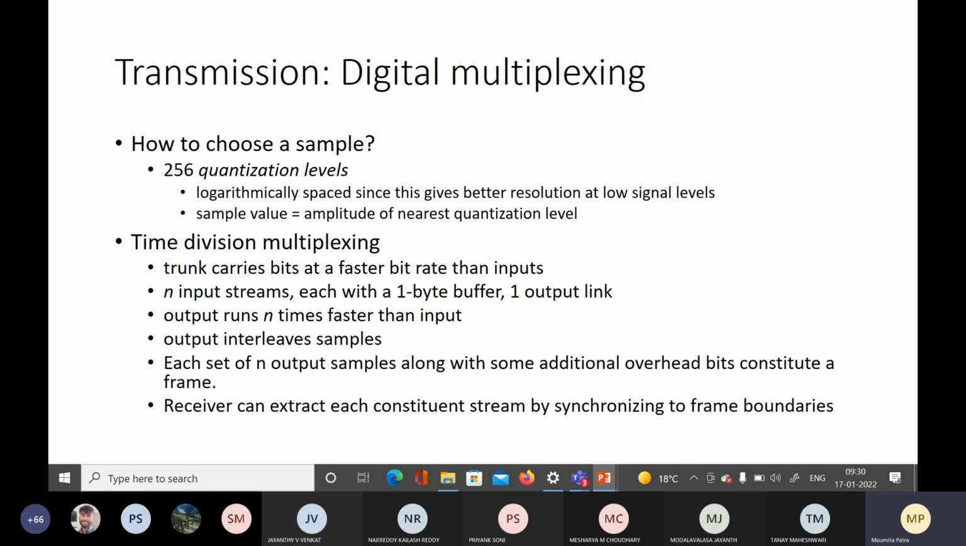So at the output, what should we expect? That it should be n times faster than an input stream, right? Because n inputs are there, and you have to send the data on one output link, so the output link should be n times faster than the input link. Now, you don't know about interleaving either, I guess.